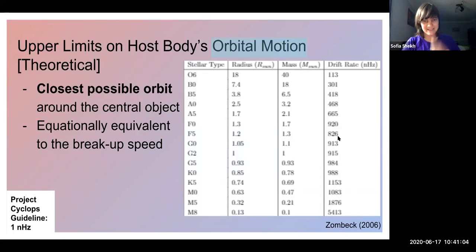So I set that as my limits, and there's a table here of the different drift rates you would expect. And for tiny M dwarfs, this drift rate can get extremely high because you can get very, very close to the star because of its small radius. So just from orbital motion, these are the numbers that we would expect as these theoretical maxima.